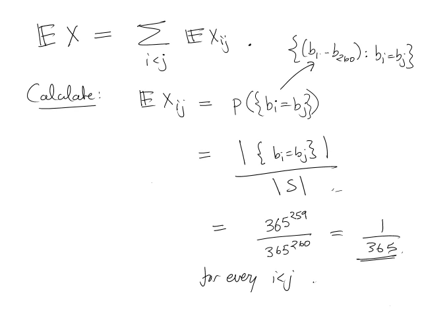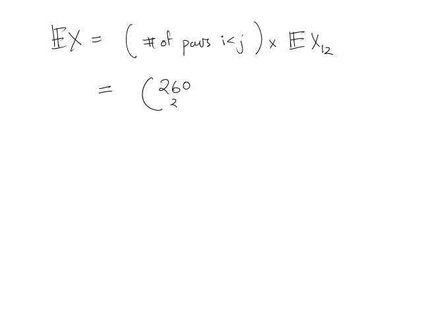Since this is true for every i less than j, the expectation of X is the number of pairs with i less than j times the expectation of one of the pairs. Let's just say X12, they all have the same expectation. Well, what's the number of pairs? How many ways are there of choosing two unordered distinct objects out of 260 objects? Well, 260 choose 2. And this expectation is just 1 over 365. So the answer is 260 times 259 over 2 times 365.